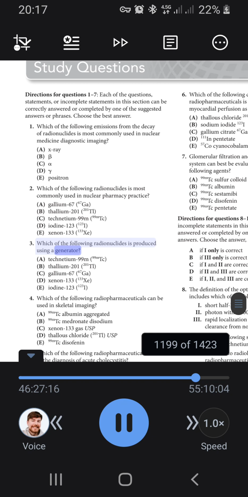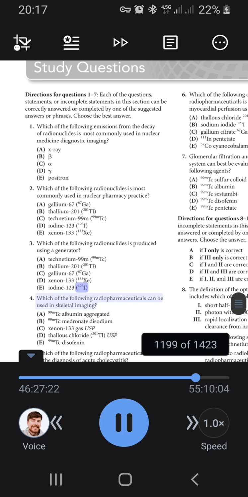A. Technetium-99m, 99mTc. B. Thallium-201, 201Tl. C. Gallium-67, 67Ga. D. Xenon-133, 133Xe. E. Iodine-123, 123I.